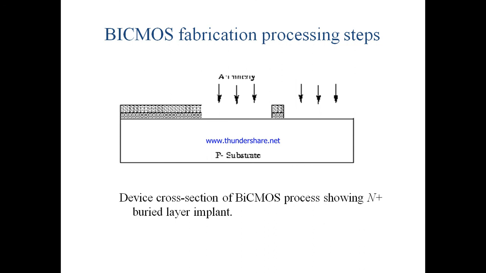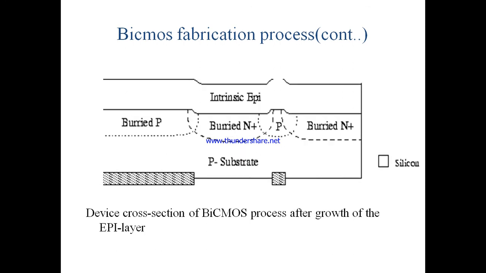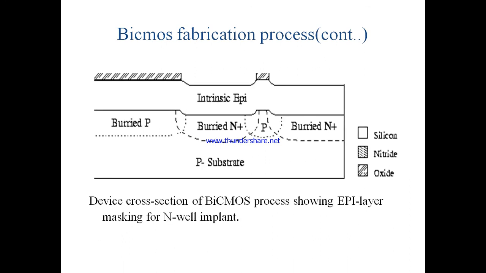The fabrication process of BiCMOS. First of all, the device cross section of the BiCMOS process showing the N plus buried layer. The next processing step is the device cross section showing the P buried layer with self-aligning implant. The next process step is the device cross section after growth of the epitaxy layer. And the next step shows the epitaxy layer masking for the N-well implant.